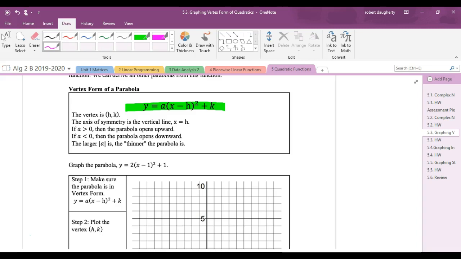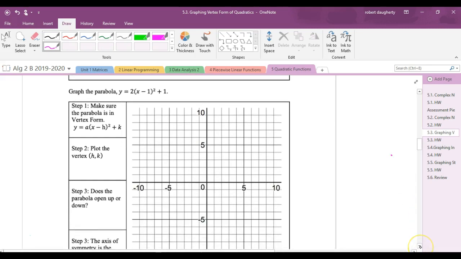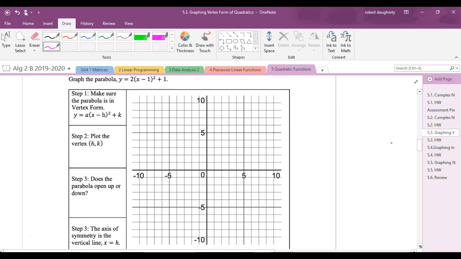So let's look at graphing an example here. As many times as you can, you're trying to memorize this formula. It will not be given to you. You're going to need to know this is the formula for a parabola in vertex form. It's written there. The vertex is (h, k). What is the vertex of this parabola?